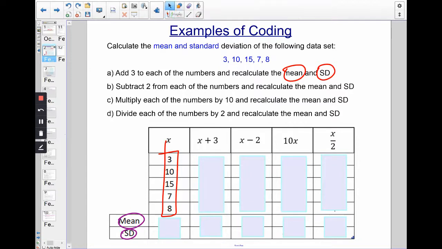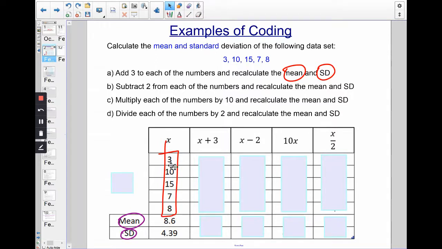Okay, so you should have worked out the mean and standard deviation. Make sure you can do it. I know all of you can work out the mean and standard deviation, but actually doing it is quite beneficial. Don't just keep playing the video. So here you can see 8.6 and 4.39.